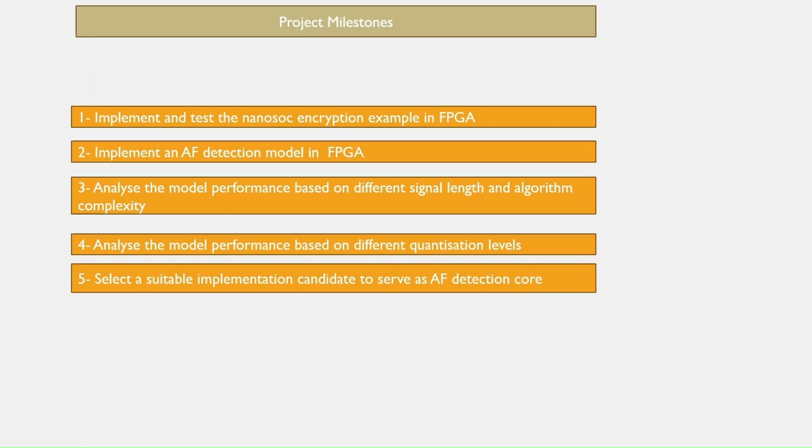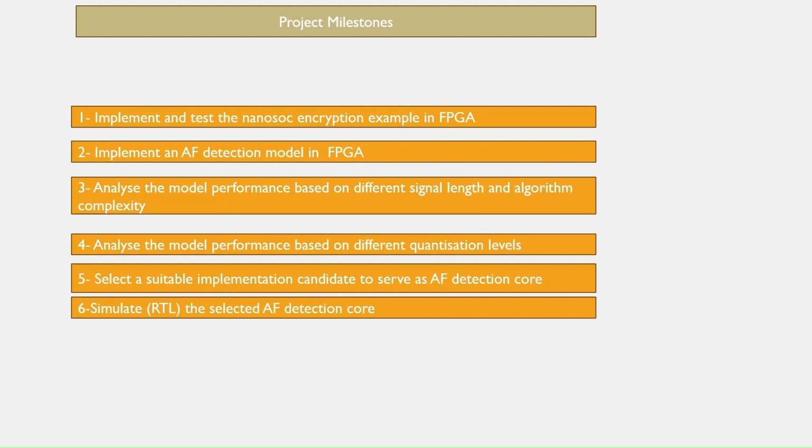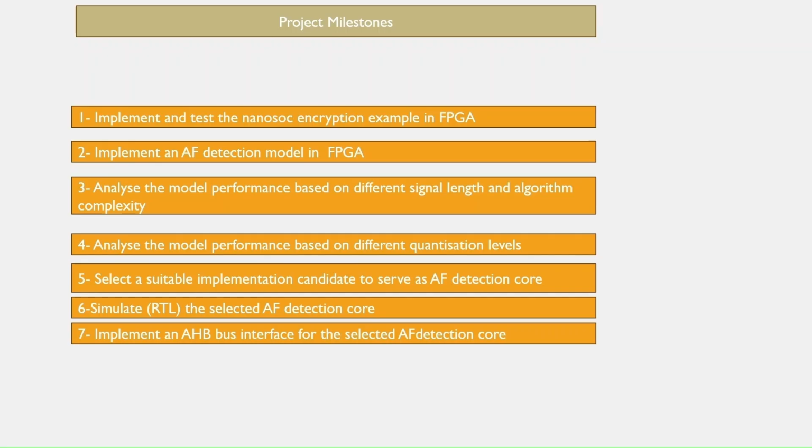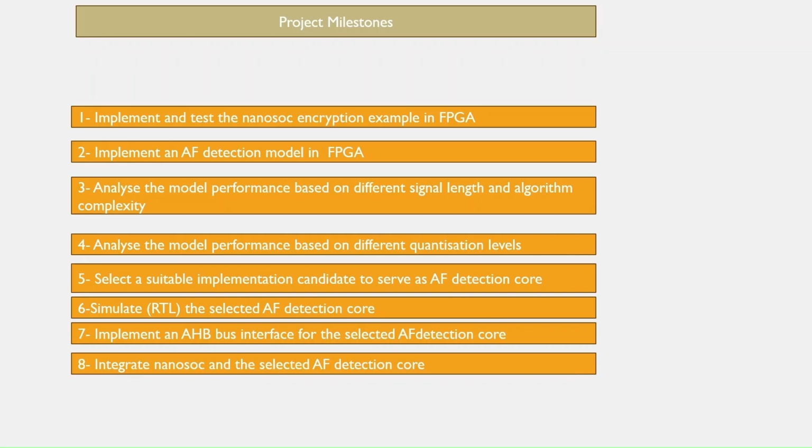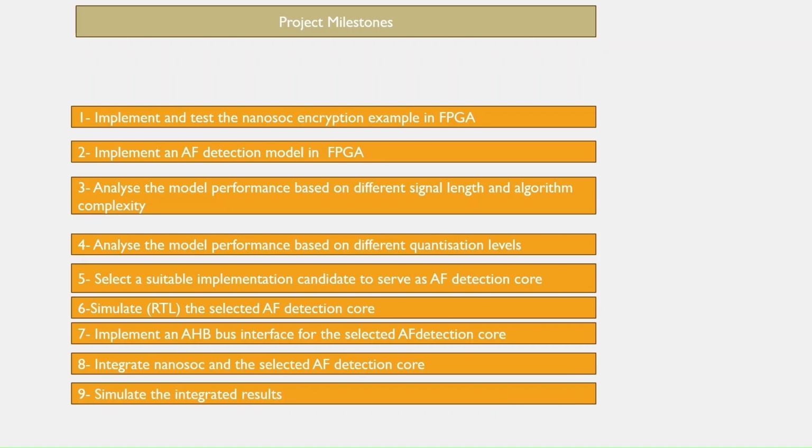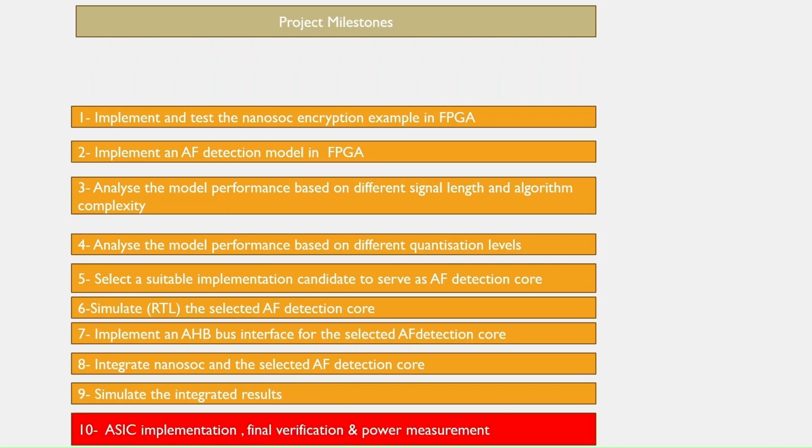We selected a suitable candidate, and then we simulated the RTL for the selected AF detection core. We implemented an AHB bus interface for the selected AF detection core, and then we integrated the NanoSoC and the selected AF detection core. We simulated the integration result, and our next step is to produce the ASIC implementation and then do final verification and power measurements as well.